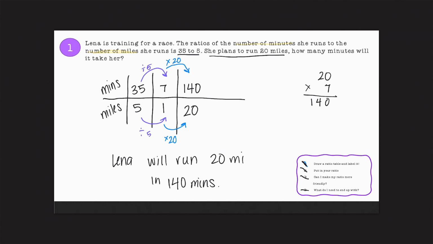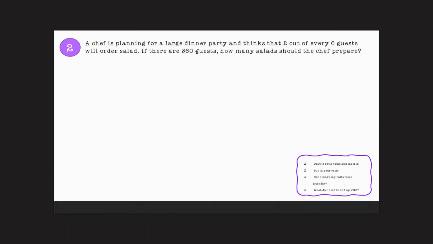All right. Looking at the next one, it says a chef is planning for a large dinner party and thinks that 2 out of every 6 guests will order salad. If there are 360 guests, how many salads should the chef prepare? So let's start off by making our ratio table and labeling it.